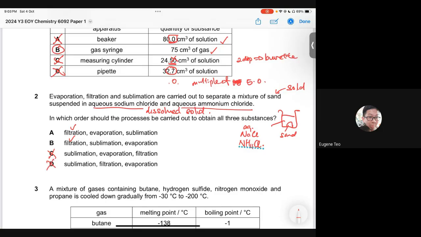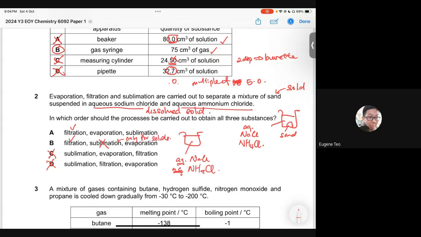Now the next step, they say they want to do sublimation. After I filtered it, you realize my solution is aqueous sodium chloride and aqueous ammonium chloride. If it is in an aqueous state, I cannot do sublimation. So B cannot be the answer, because my second step cannot be sublimation. I cannot sublime a solution. Sublimation is only for solids.